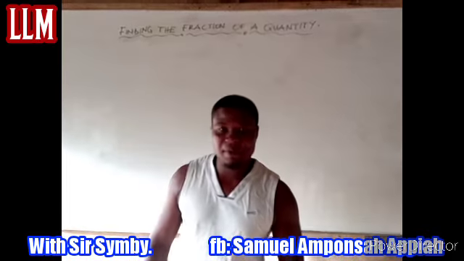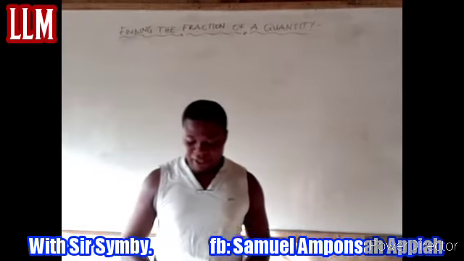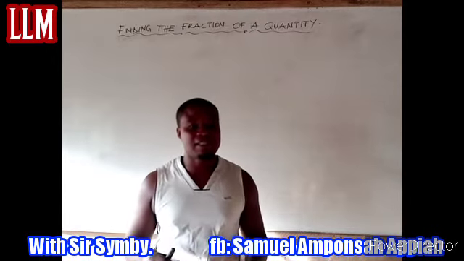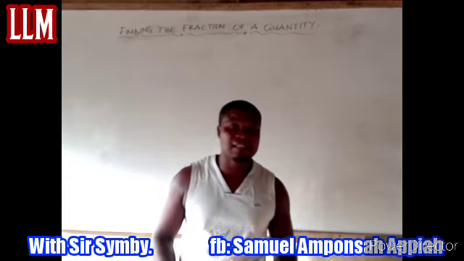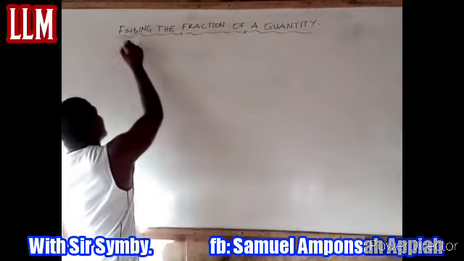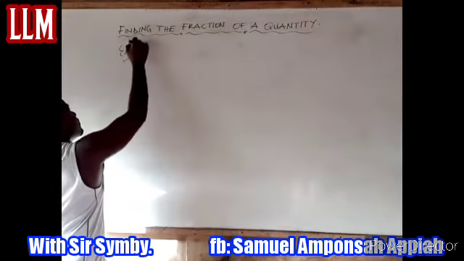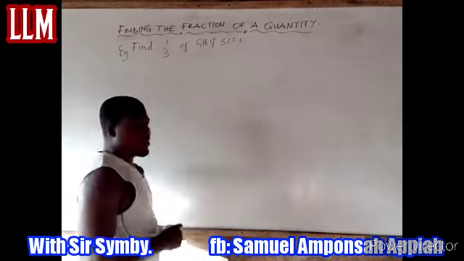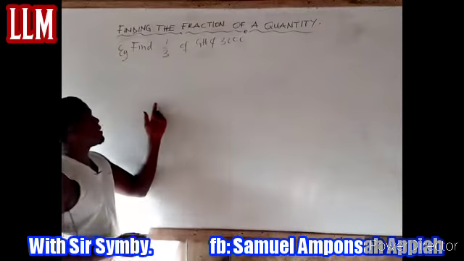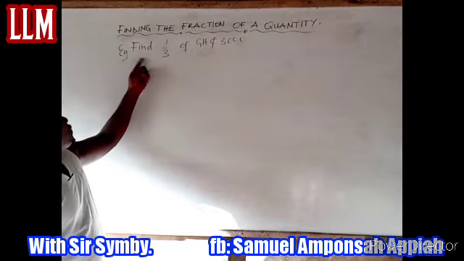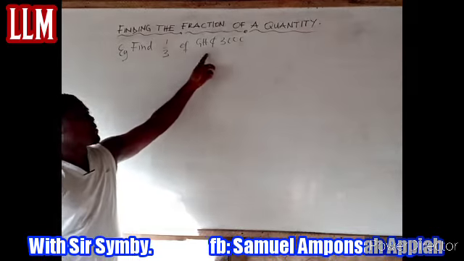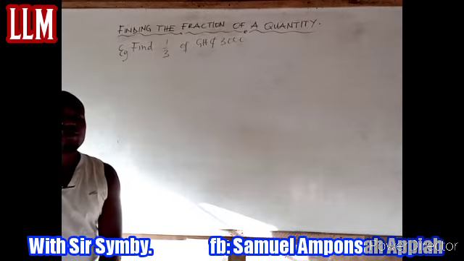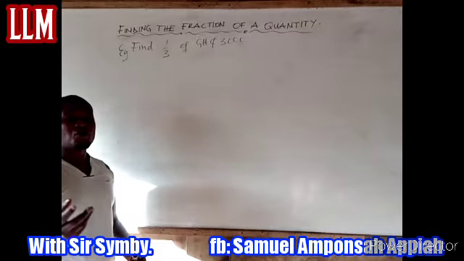Let's take some examples. Now, to find the fraction of a quantity, you need to multiply the quantity by the fraction, and that is going to give you the answer. It is very simple. Example. Now, we have been given an example, and that is we have to find 1/3 of 3,000 Ghana cedis. How is this done? That is what we are going to learn today. It is very simple, as I told you earlier.